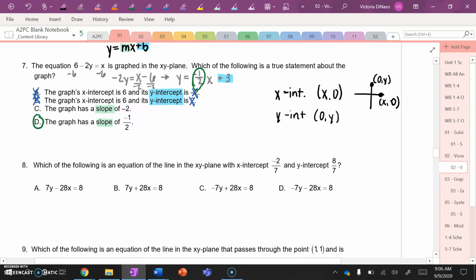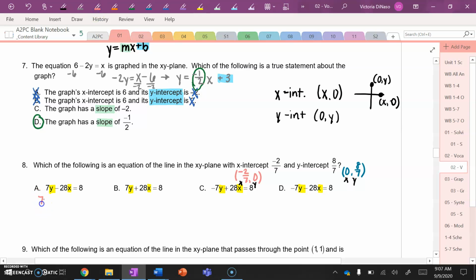It says, which of the following is the equation of the line in the xy plane with an x-intercept at negative 2/7 and y-intercept at 8/7? So I'm going to change my x-intercept so it's at negative 2/7 comma 0. So I'm actually writing down an ordered pair, a coordinate. And my y-intercept is at 0 comma 8/7. So what you're going to do is take the x and the y, and separately plug them in to the x and the y in each of the equations that are given as your multiple choice answers.